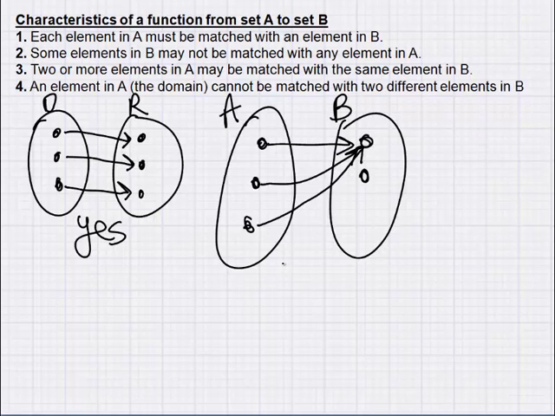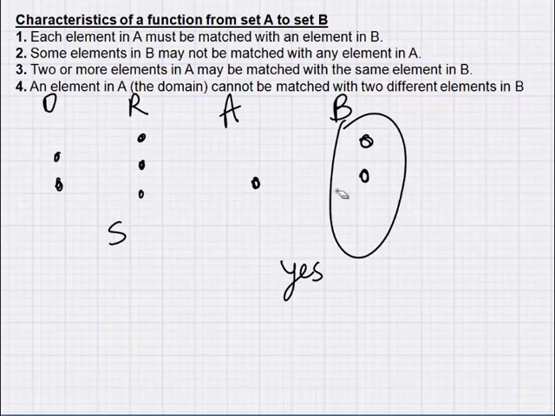Well, the answer here is yes again, because this one goes to 1, this one goes to 1, this one goes to 1. They're all going to the same one, but that's fine, as long as each element in set A gets matched to exactly one element in set B. Alright, so let's look at something where it doesn't work out.